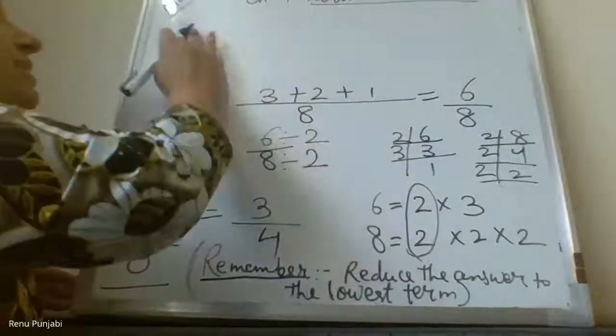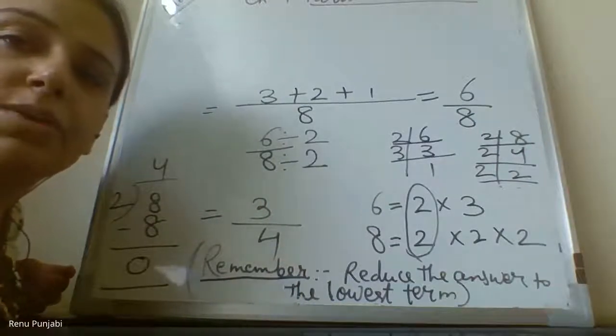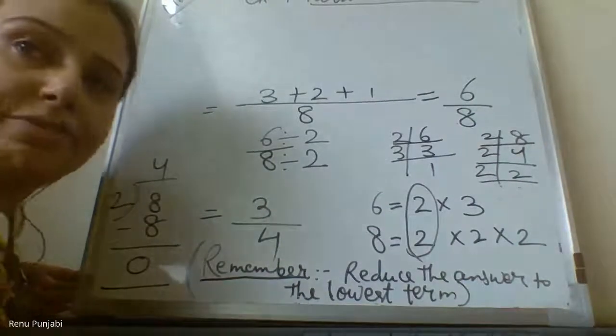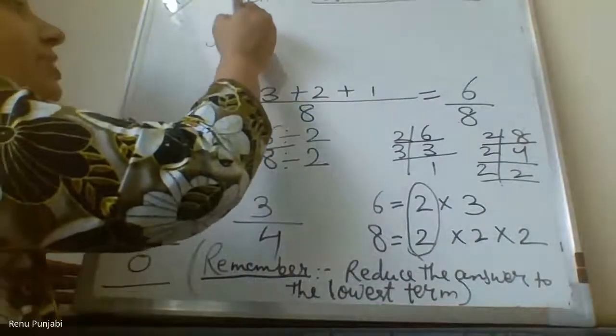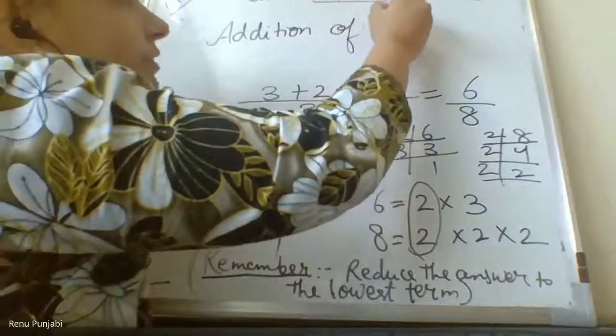Ma'am, you can continue. Now the next situation, we have done with the like fractions. Now we are going to do the unlike fractions. Addition of unlike fractions.